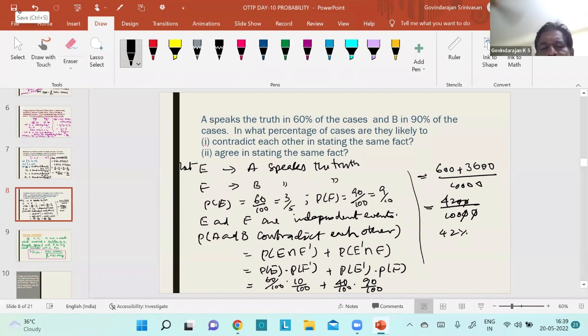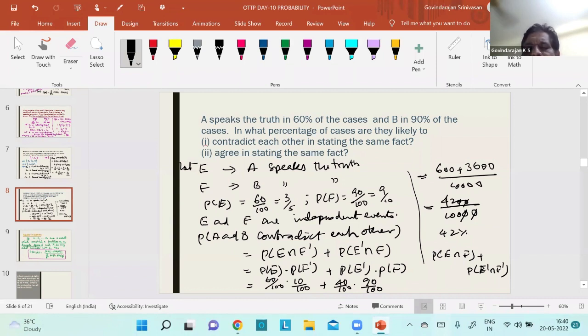Agree means both of them agree. Either the probability of E intersection F, meaning both of them speak the truth, or both of them tell a lie. So probability of E intersection F plus probability of E dash intersection F dash, both of them speak a lie. So they are agreeing with each other. Both of them speak a lie or both of them speak the truth. So that means they agree with each other.